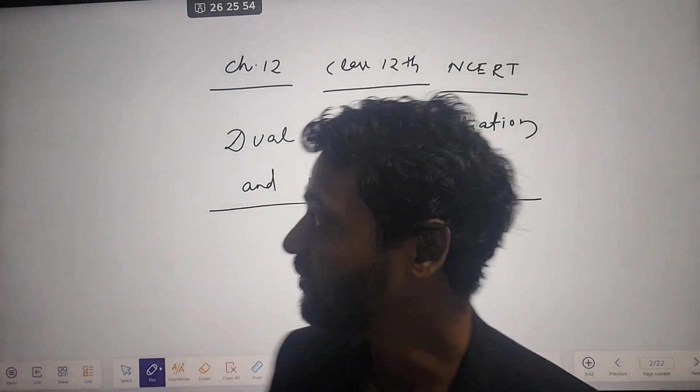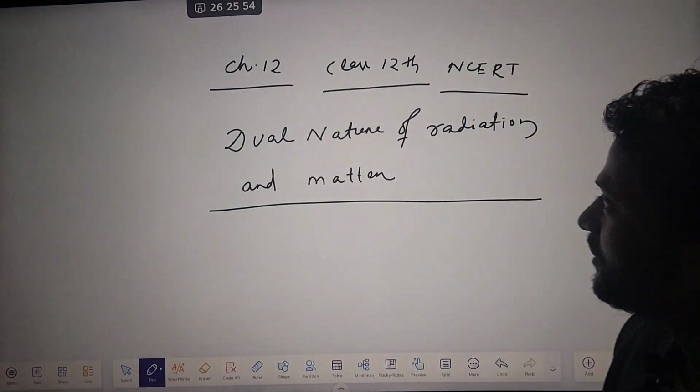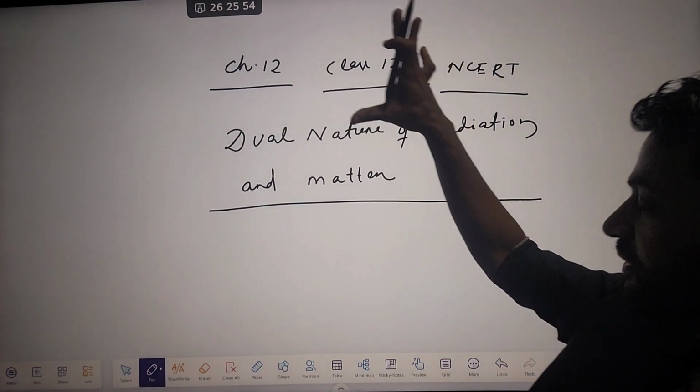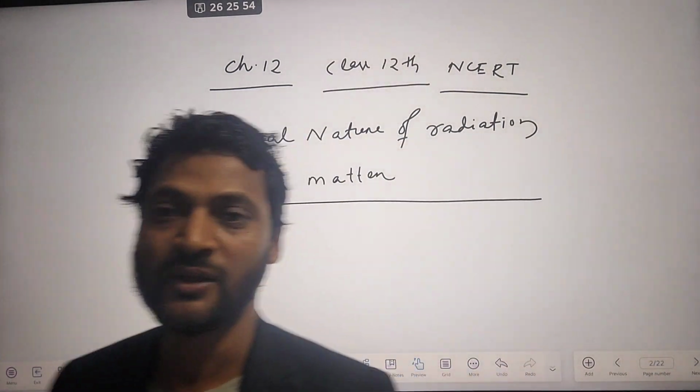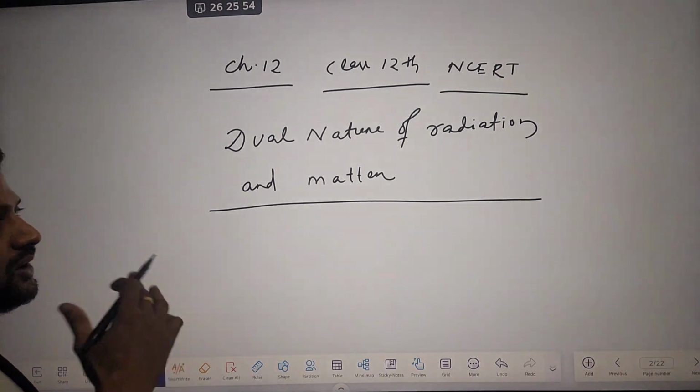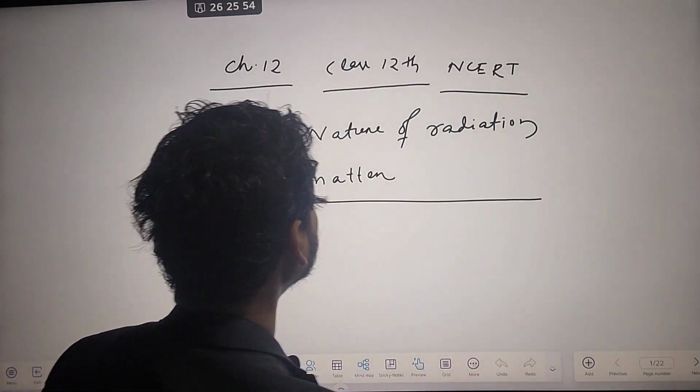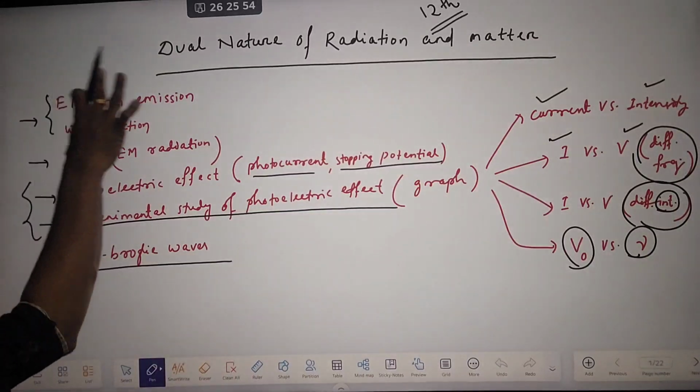So in this lecture, I'll discuss some concepts of dual nature of radiation and matter from class 12, chapter number 12. Let me tell you what the syllabus of that topic is, as per the NCERT point of view. We need to study these things.